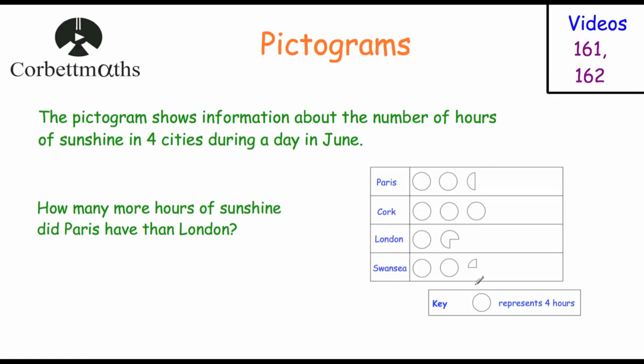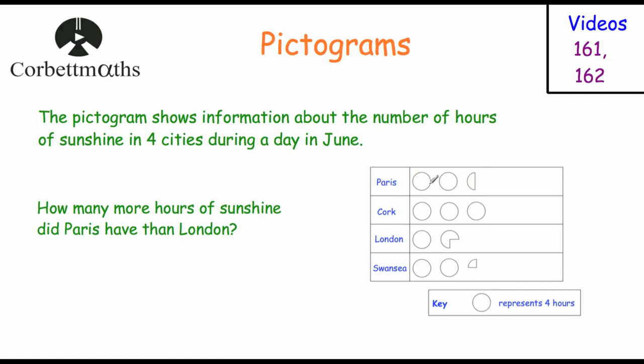We've got each circle here, and we've got a key, and it's very important that if you are drawing a pictogram, you include a key. We've got this key, a circle represents 4 hours. So that means that the whole circle represents 4. A semicircle would represent 2. A quarter of a circle would represent 1. And 3/4 of a circle would represent 3.